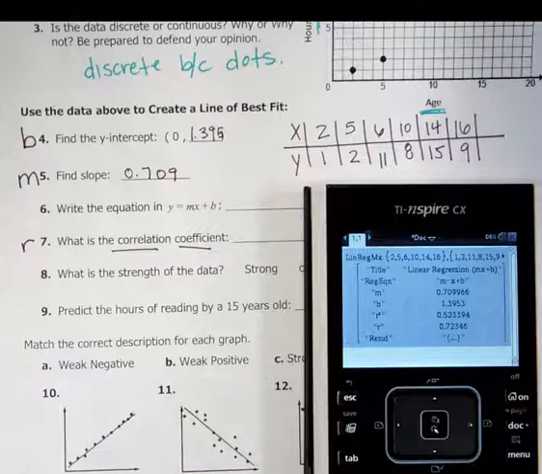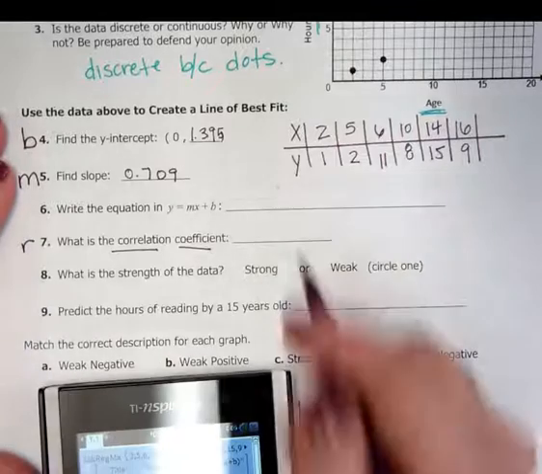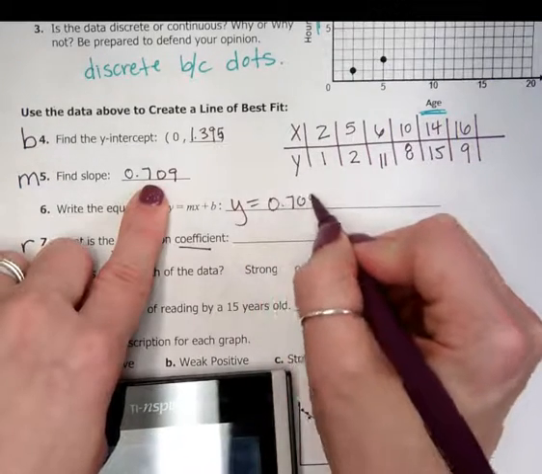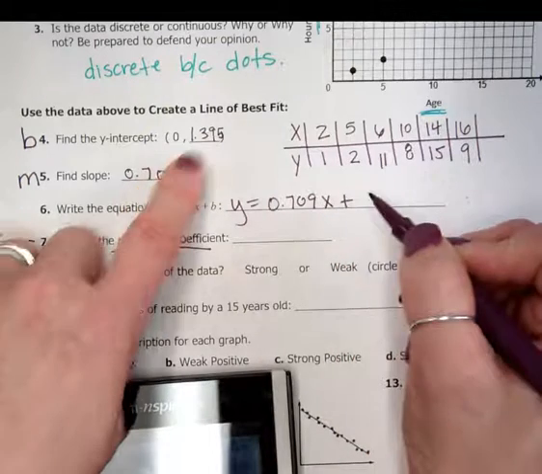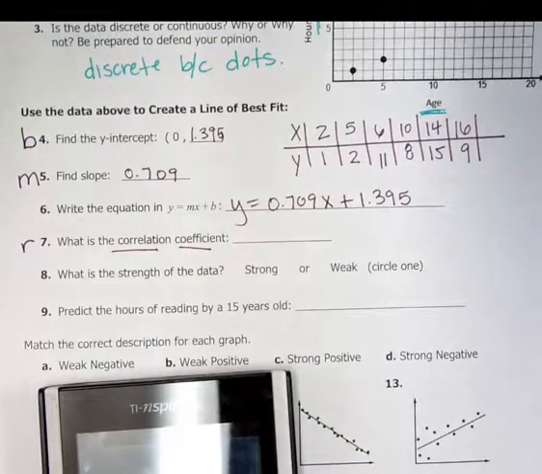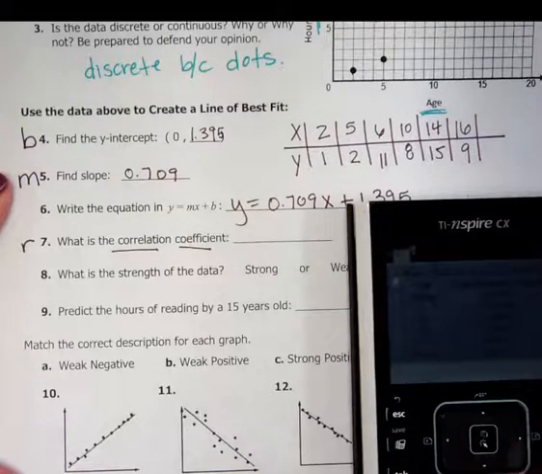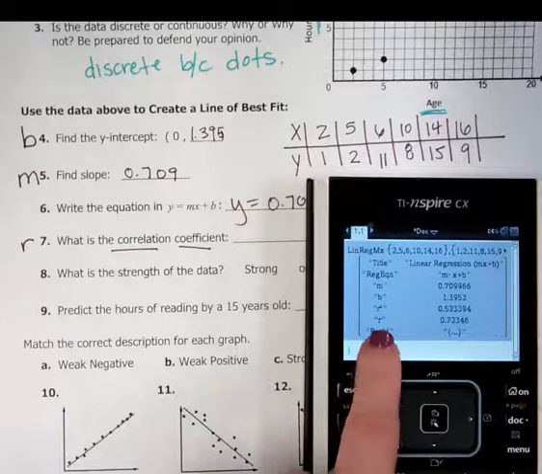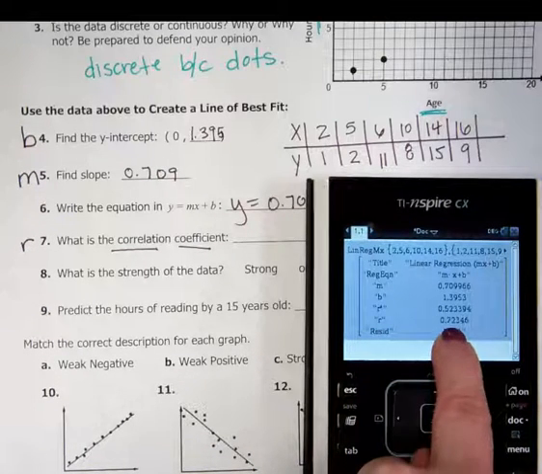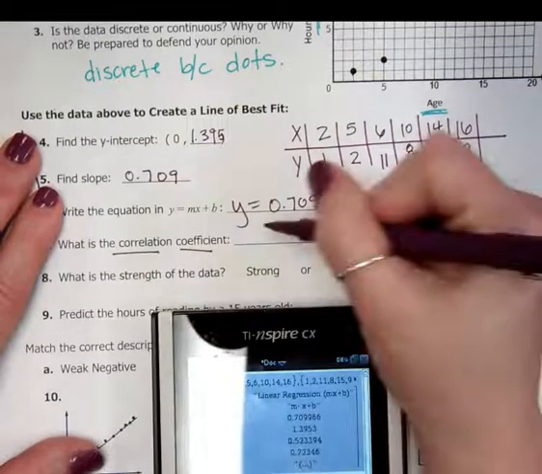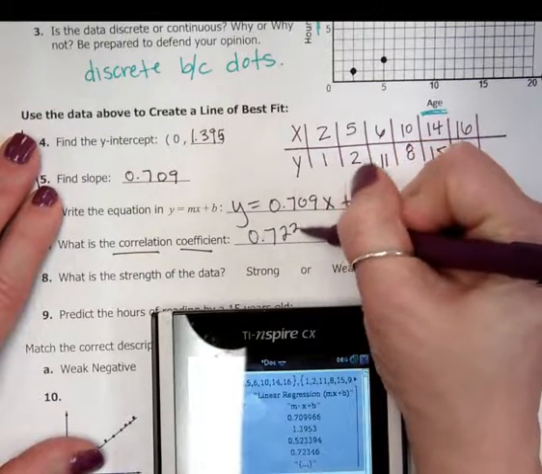When we write our equation, y equals mx plus b. We got all that from our calculator. Correlation coefficient we are also going to get from our calculator. Correlation coefficient is r. So ours is 0.723.